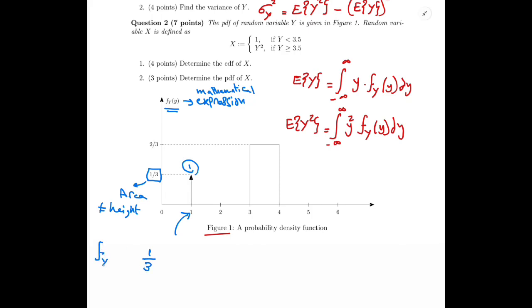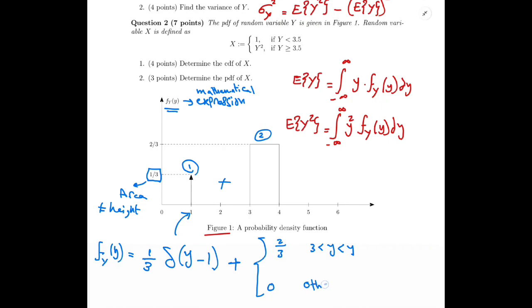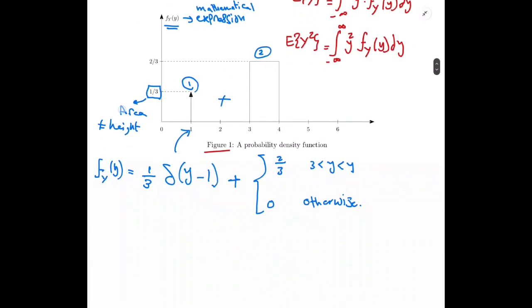So f y of y is equal to 1/3 times delta y minus 1 plus the second function. It's a pulse, which is given by 2/3 for y between 3 and 4 and 0 otherwise. So how do we calculate the mean in this case?